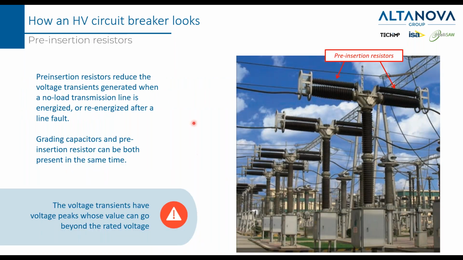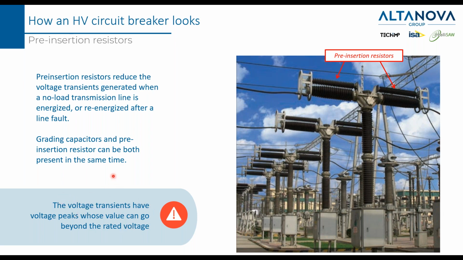Another device that you can find is the so-called pre-insertion resistor, that is there also to reduce voltage transients generated when a no-load transmission line is energized and then re-energized after a line fault. Grading capacitors and pre-insertion resistors can both be present at the same time.